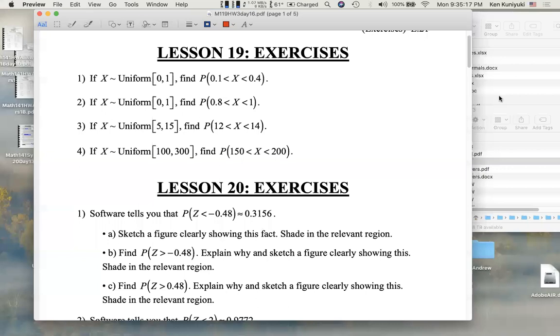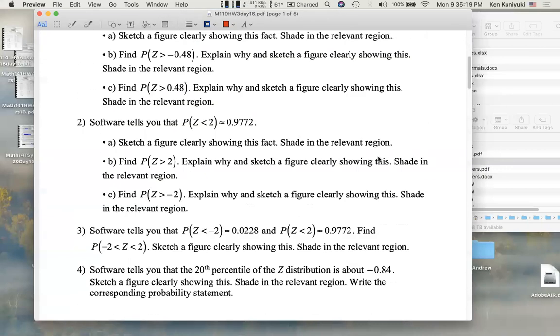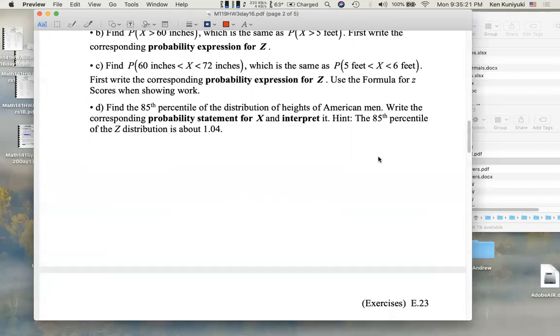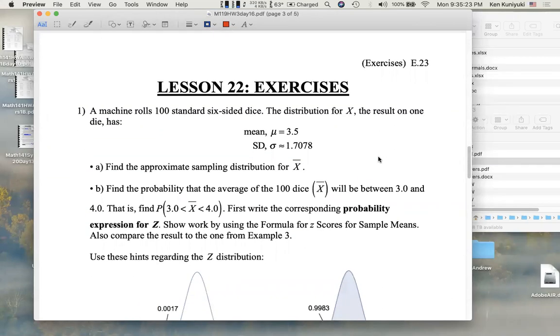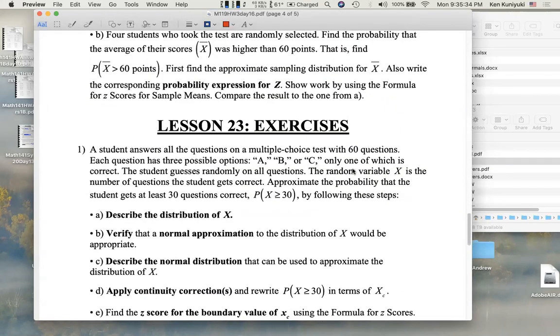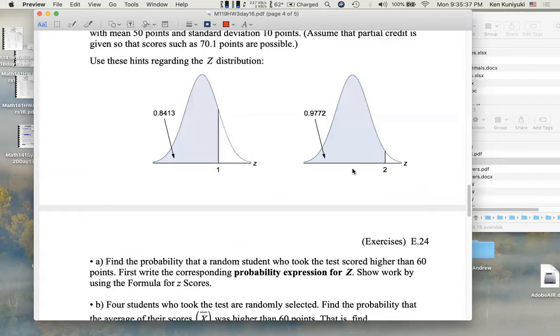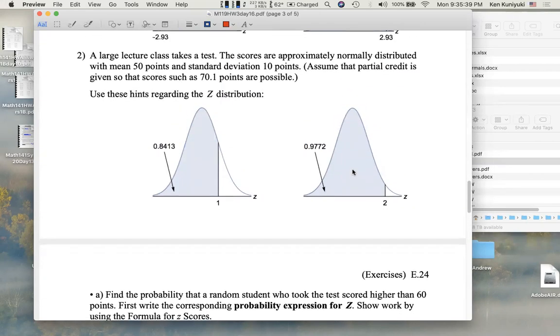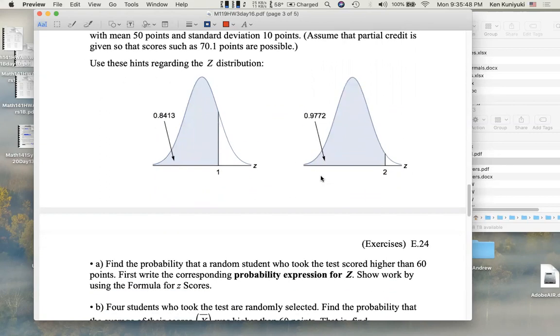All right. Lesson 22. What number? Oh, so you want a preview, right? Okay, so this would be like a preview. Yeah. Let's see, how many do we have here? Well, let's discuss this. All right. Okay, a large lecture class takes a test.